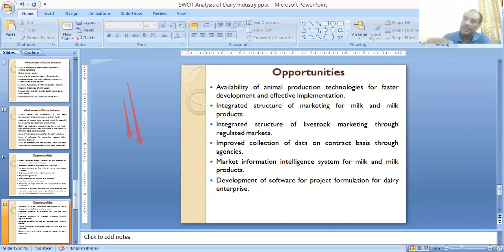Now collection of data is outsourced, and different kinds of data are available to analyze and to make plans. Market information intelligence system for milk and products: scientifically, milk markets are now being monitored and observed, and data are collected which are utilized for making the marketing plan in the future. Development of software for project formulation for dairy enterprise efforts are being made, and new types of software are coming up for the formulation of dairy enterprises.